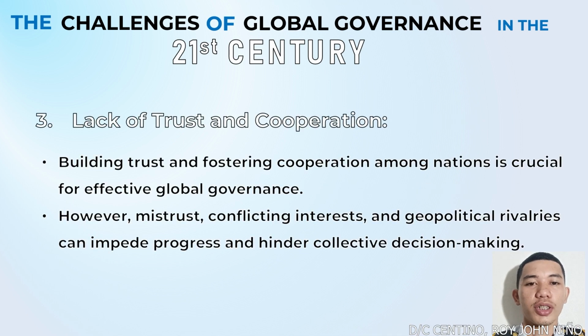Third is the lack of trust and cooperation. Building trust and fostering cooperation among nations is crucial for effective global governance. However, mistrust, conflicting interests, and geopolitical rivalries can impede progress and hinder collective decision making.